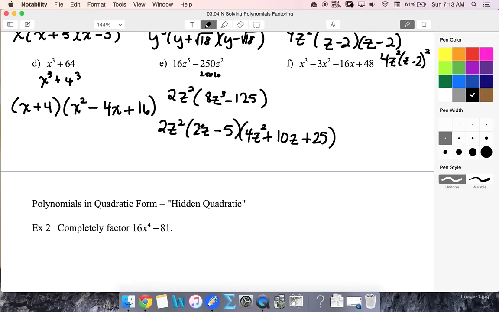And quick check, 2z times 4z squared, 8z cubed, negative 5 times positive 25, negative 125. And again, hopefully with our opposite signs, things cancel in the middle.